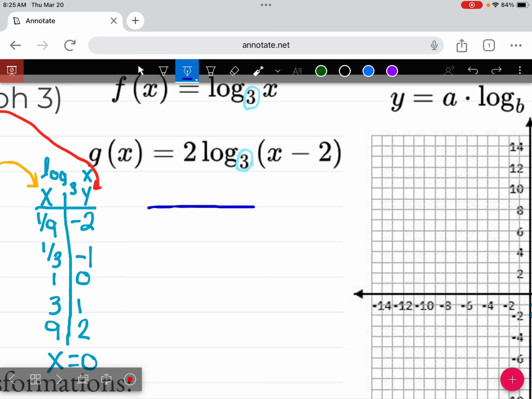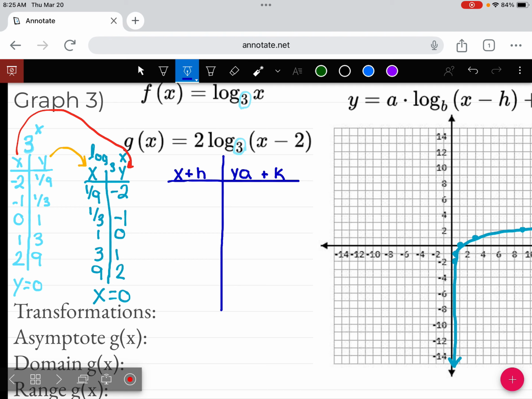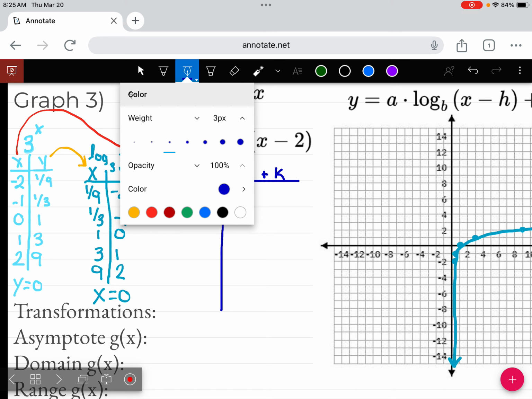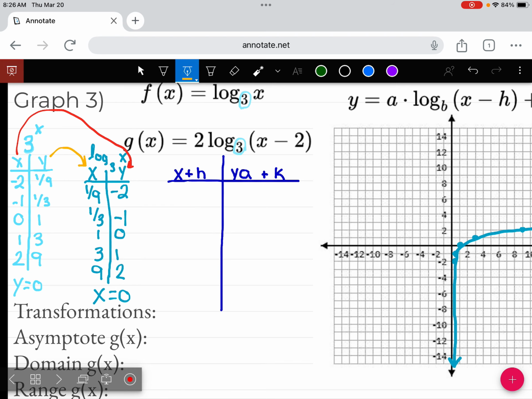Because then what we need to do is we need to do our transformations. So to get our transformed function, we're going to take our x values and add h and y times a plus k, because graphing makes us yak. But that means we need to know what a, h, and k are. So we're going to look at our function here, our g of x, and see if we can figure out what our a, h, and k are. What do we see? What do we notice?